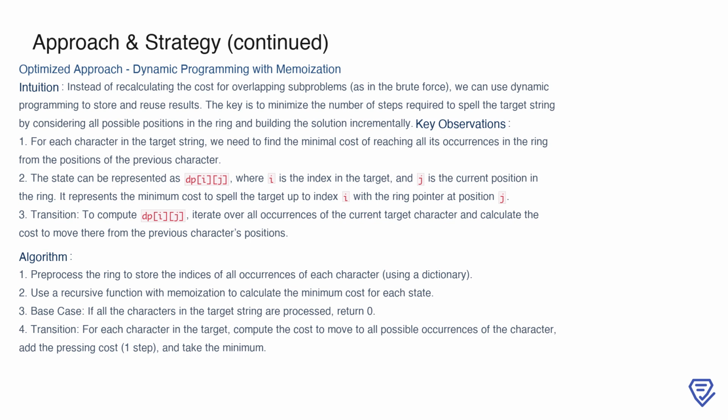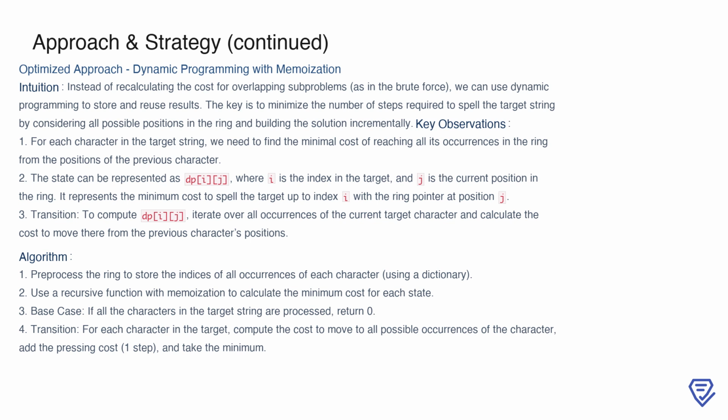Specifically, we focus on minimizing the number of steps required to spell the target string by considering all possible positions in the ring for each character. The state can be represented as dp[i][j], where i denotes the index of the target string, and j is the current position in the ring.